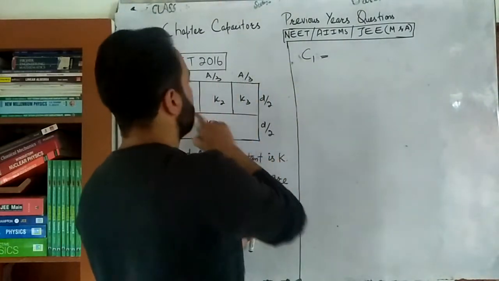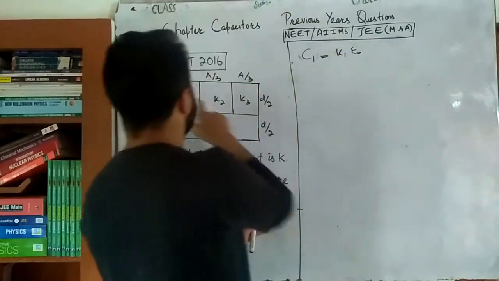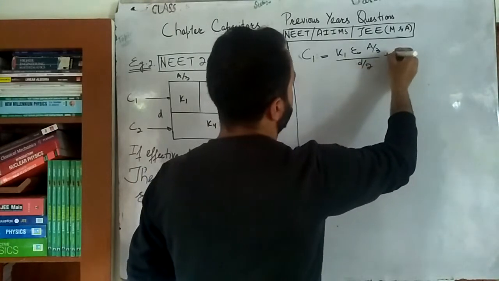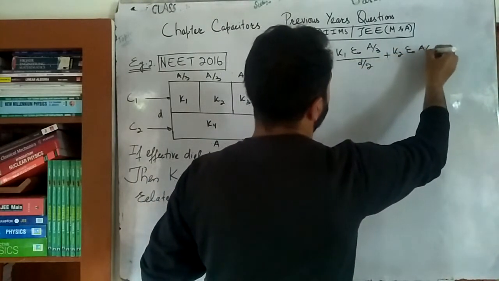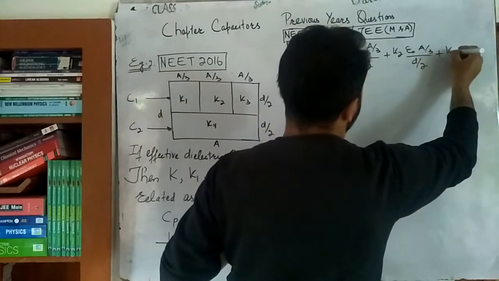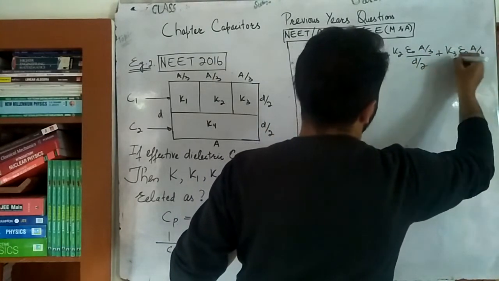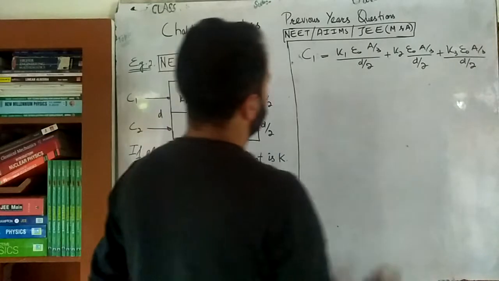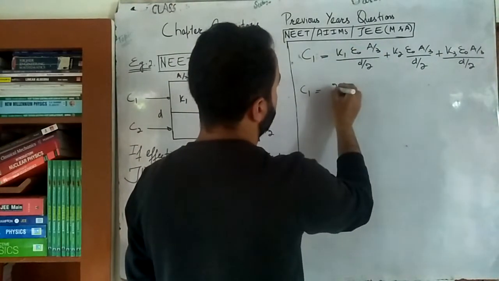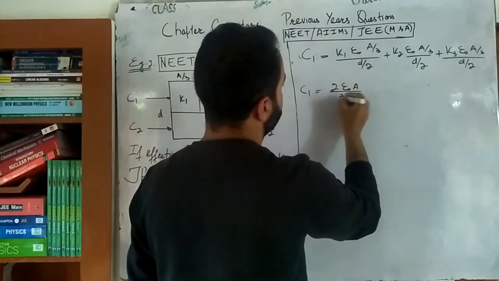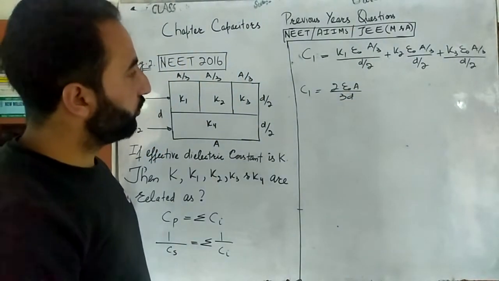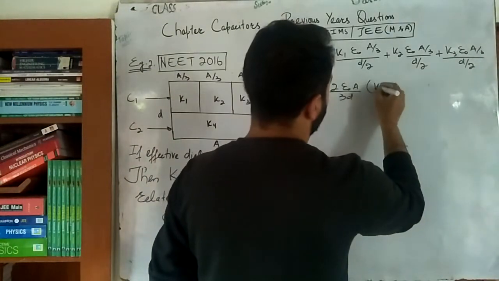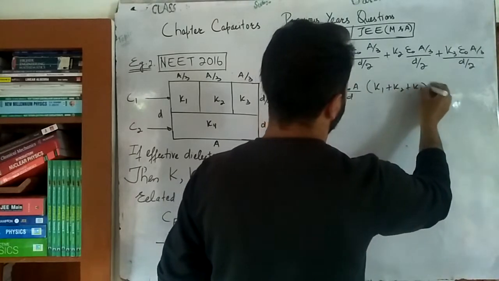C1 will be obviously equal to what? That's K1 into epsilon naught multiplied by area, that's A by 3, divided by width, that is D by 2, plus then it's K2 epsilon naught A by 3 by D by 2, plus K3 epsilon naught A by 3 divided by D by 2. Fine. Okay, so what I will take common, this is C1 here, that's equal to 2 epsilon naught multiplied by A divided by 3D. Isn't it? 2 will go in the numerator, 3 in the denominator, so 2 epsilon naught A divided by 3D, multiplied by K1 plus K2 plus K3. So this is C1 for you.